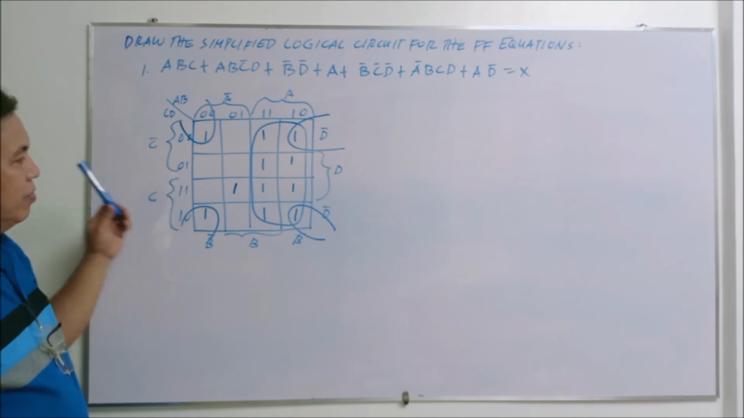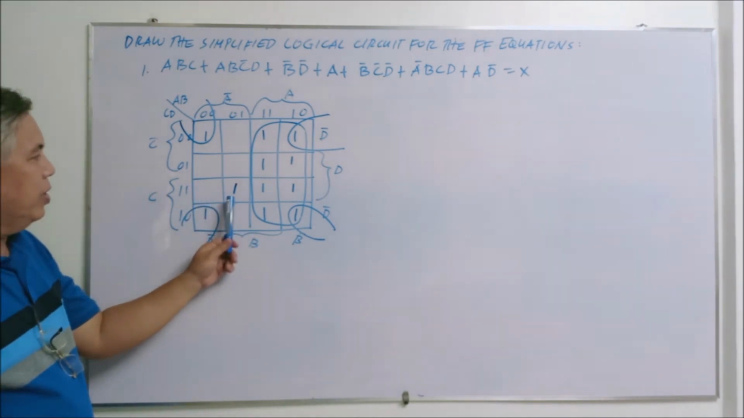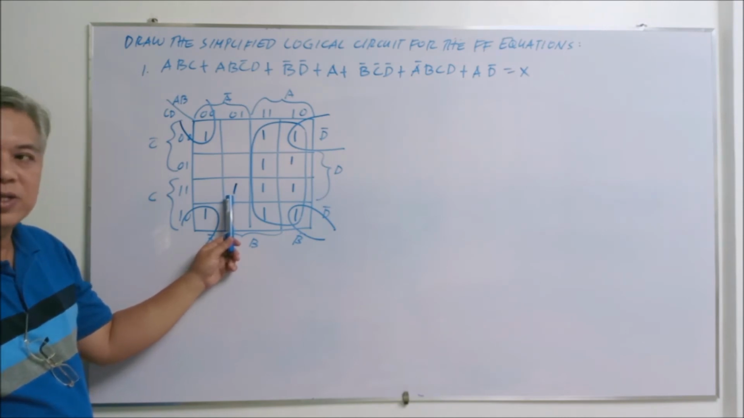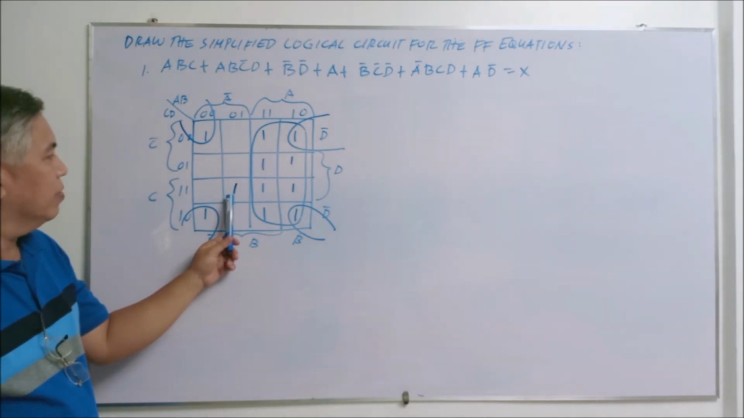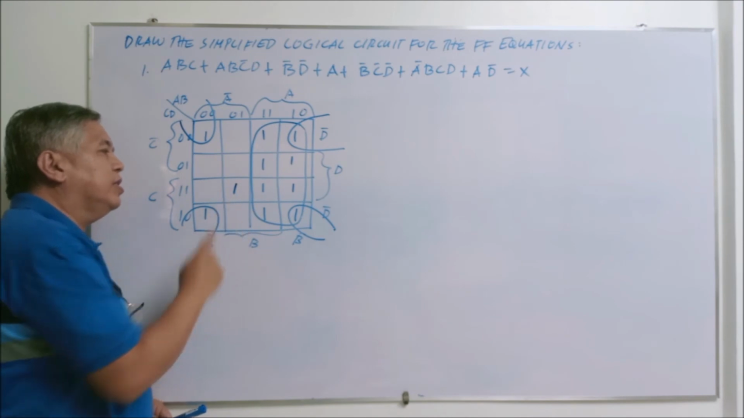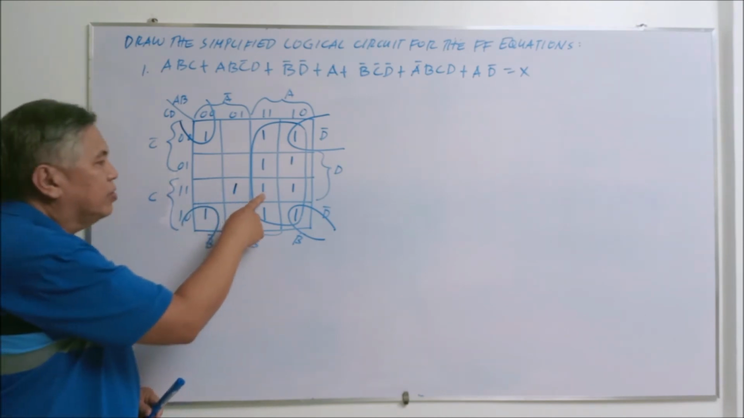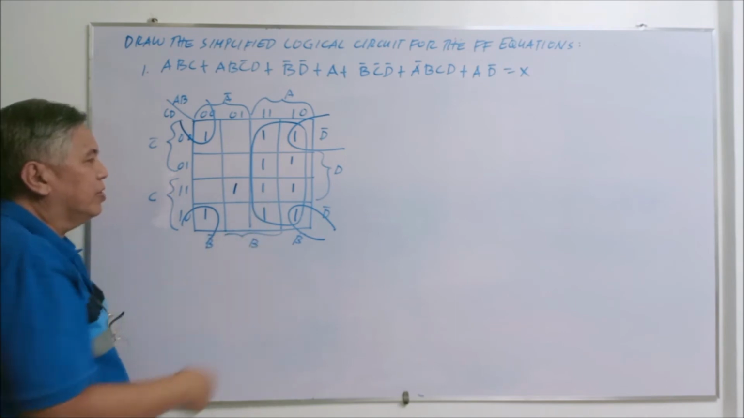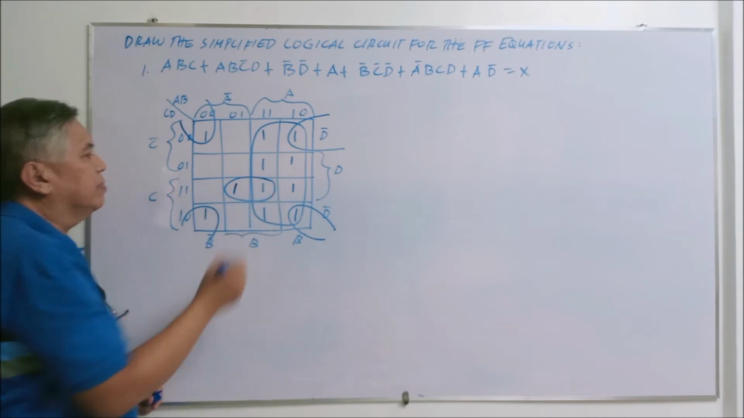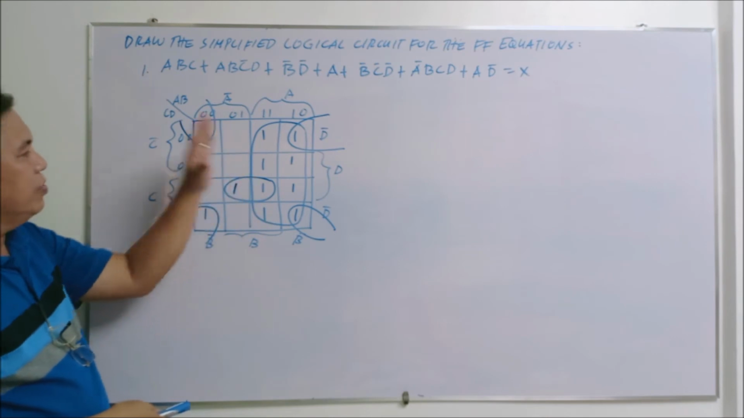Okay, next is, no more 4, we go to 2 adjacent cells. So this one here, the remaining one here which is not yet combined, we find a particular cell which is adjacent to this particular cell, and that is this one. Okay, so we group this one and this one as one group. Okay, so everything is already grouped.